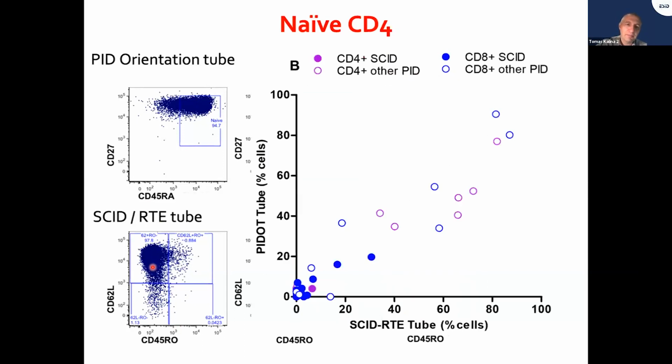If we look at whether the PIDOT tube is actually good enough as an initial orientation or screening for SCIDs, we see there is a very high degree of correlation in the number of naive T cells in patients with SCID and other PID. So basically, you can use the PIDOT tube as an initial evaluation, and then for confirmation, you can use the SCID RTE tube that gives you better precision, especially for the patients with the other PIDs. But the PIDOT will not miss a SCID.